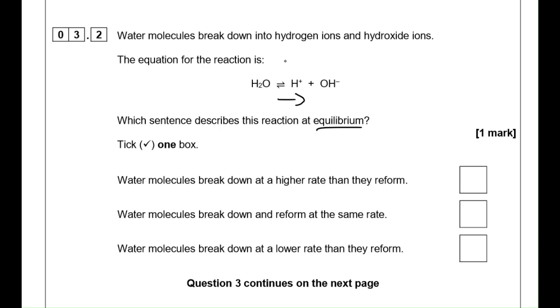This question is asking you, what do you know about equilibrium? At an equilibrium, the forward and reverse reactions occur at the same rate. So it must be the second box. Water molecules break down and reform at the same rate. 1 mark. 3.2 over the page.